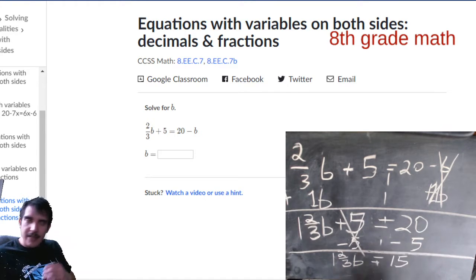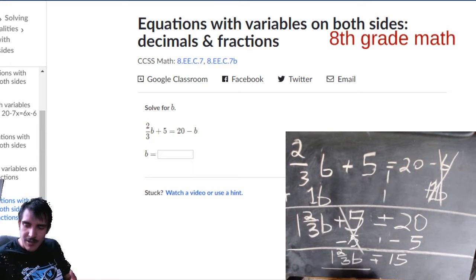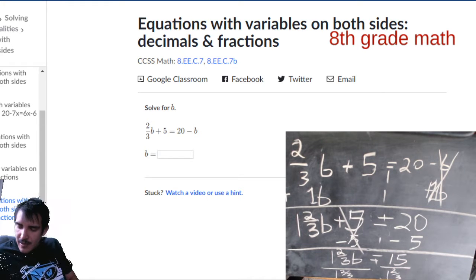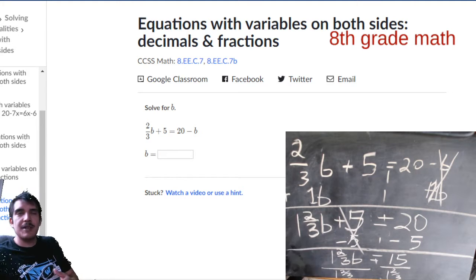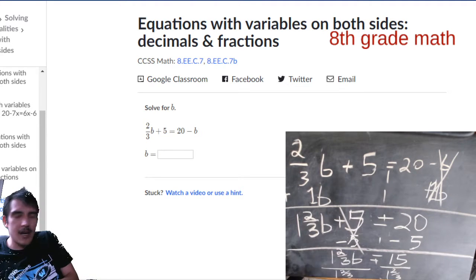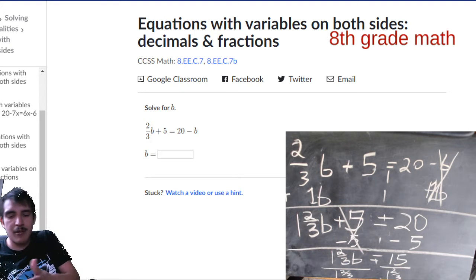Okay. And then from here, 1 2/3 b, you can either divide by 1 2/3. Yeah, let's just do that. I want to show you the most possible ways you can do this. So divide by 1 2/3 and divide by 1 2/3. Now let's see. This is the way I would do it. This would be the shortest way. On the first side, you're just going to be left with b, right? 1b. On the second side, 15 divided by 1 2/3.